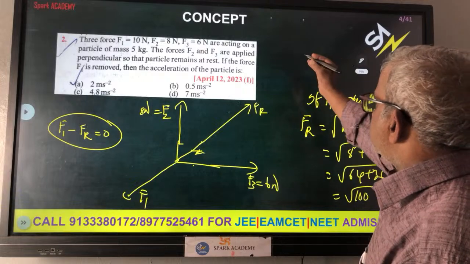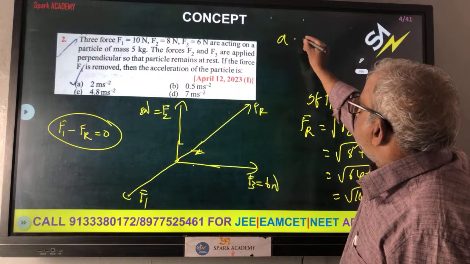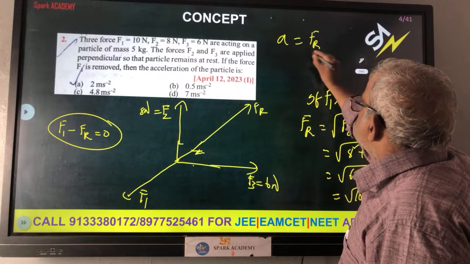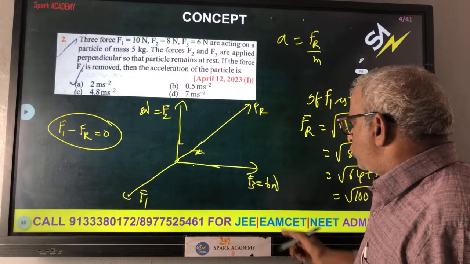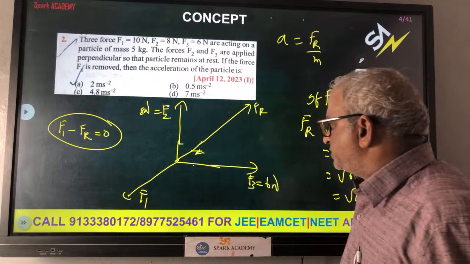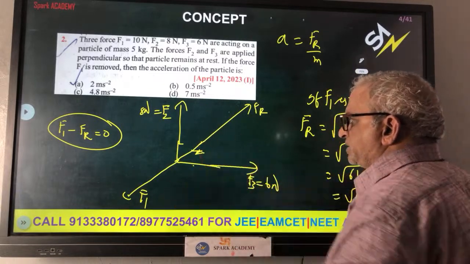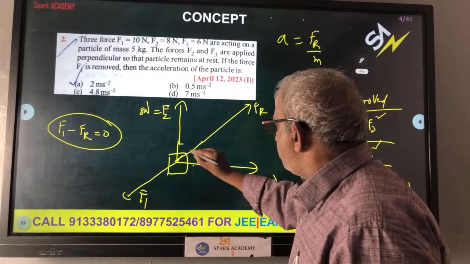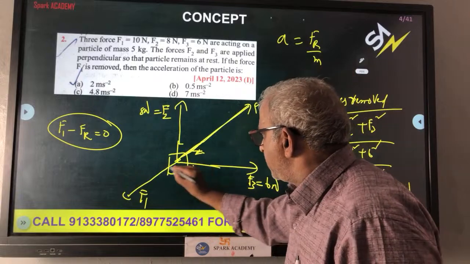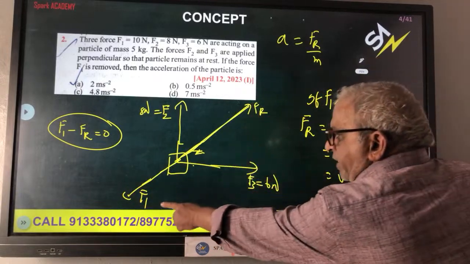How to find the acceleration now? After finding this, acceleration is given by the resultant force divided by mass. Students, if two forces are there, don't use only one force, 6 Newton and 8 Newton. After using these two forces, with the third force the body is remaining at rest. Please see the figure properly, it is in the exact opposite direction. So how much is this force? F1 is also equal to how much?